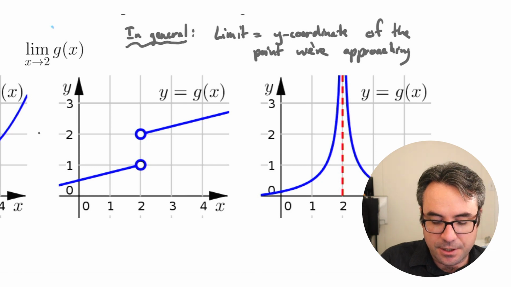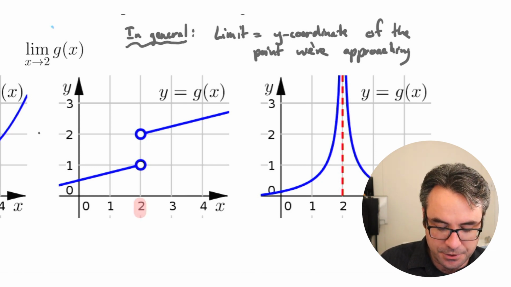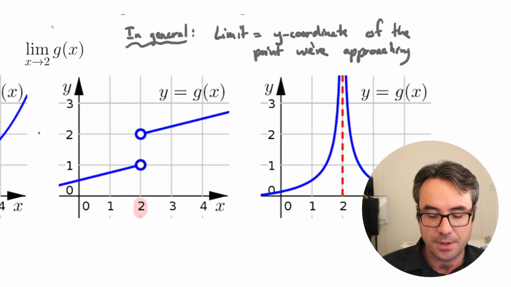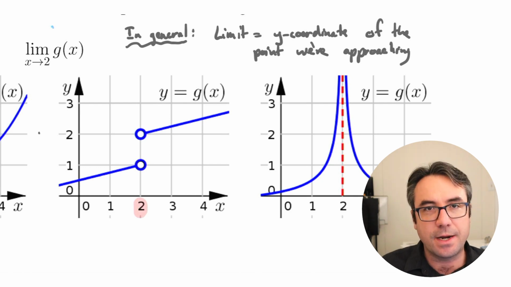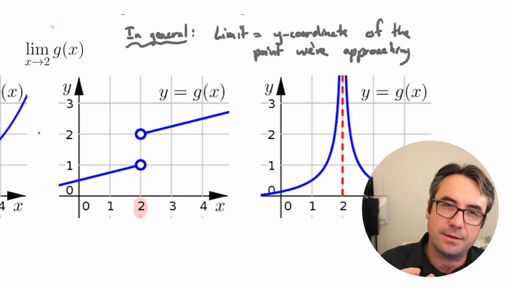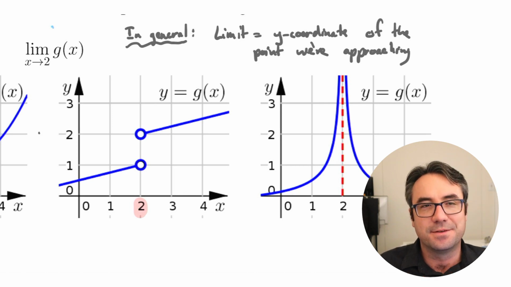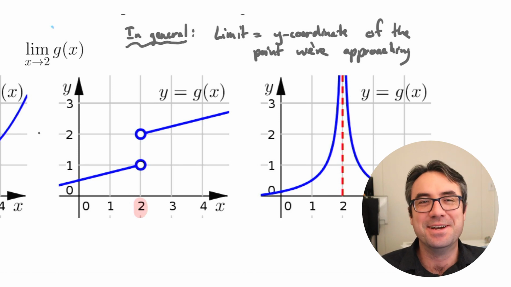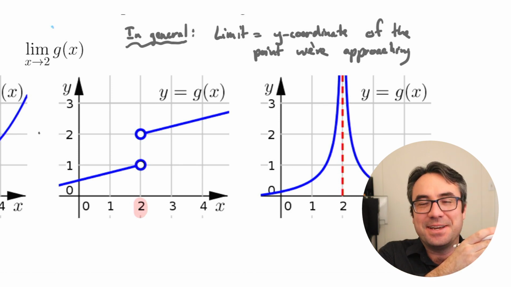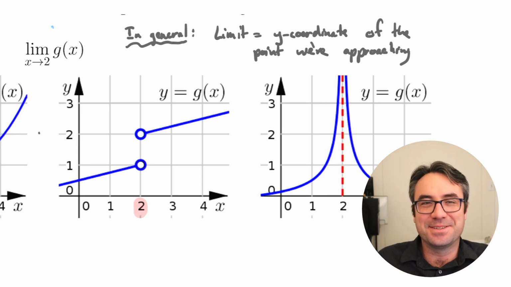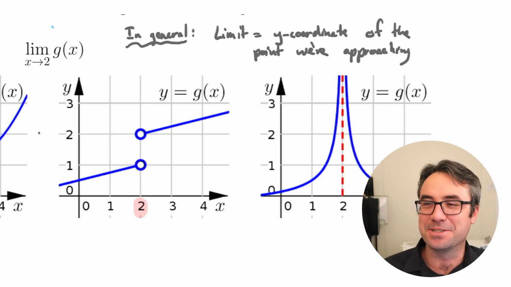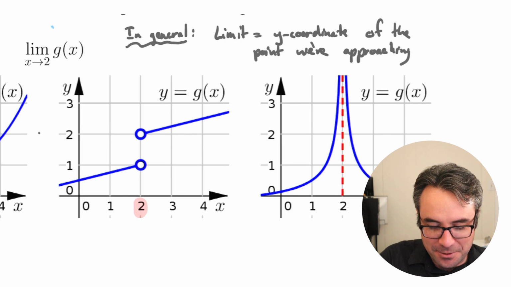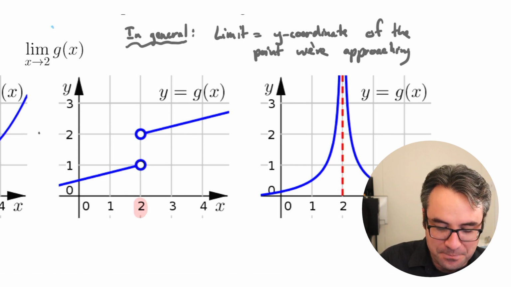Let's again start by picking out the x value we're going to get close to. So again, it's going to be 2. But we're not interested in what happens right at x equals 2. We want to look a little bit to the left, and a little bit the other way.